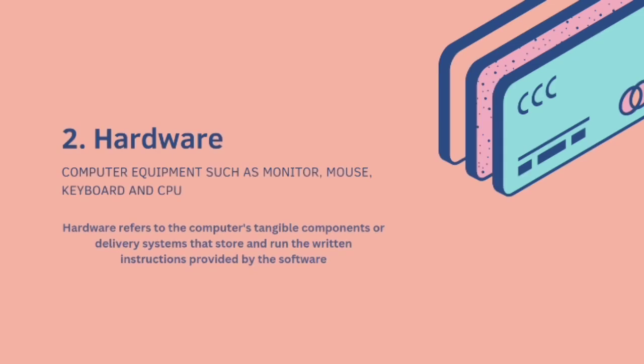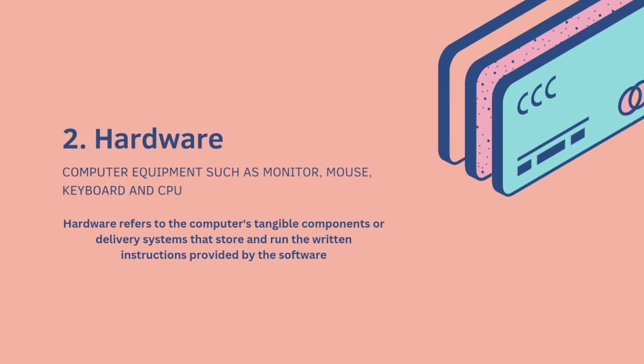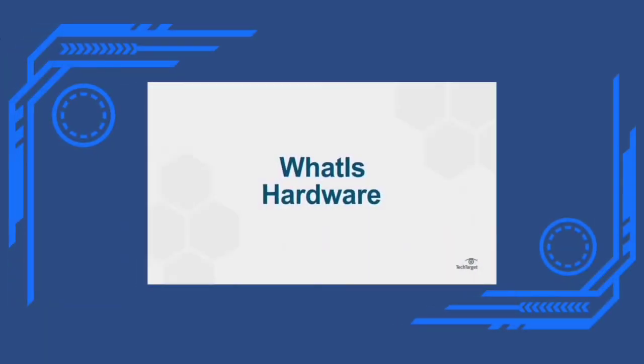The second one is the hardware. Computer equipment such as monitor, mouse, keyboard, and CPU. Hardware refers to the computer's tangible components or delivery system that store and run the written instructions provided by the software. For example, the desktop computer. All the parts of the desktop computer are what we call hardware. I have here a video presentation that will give you more information about hardware.